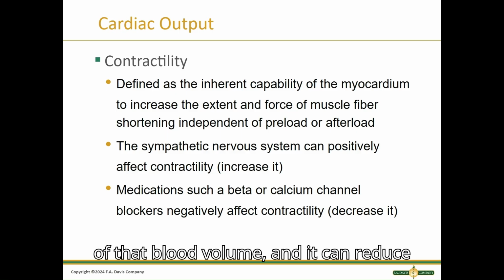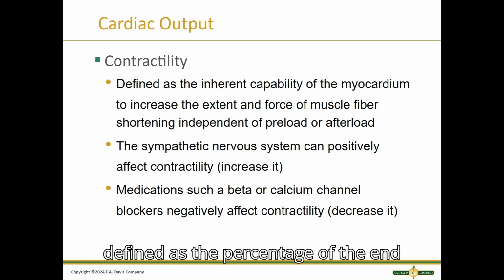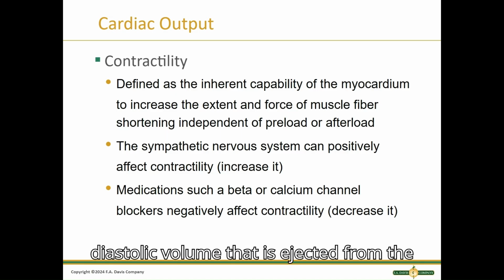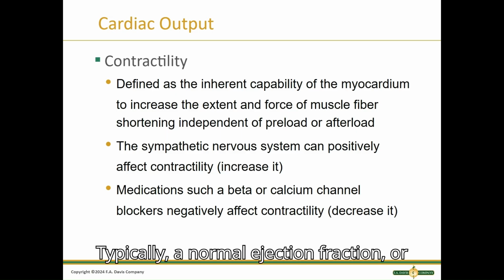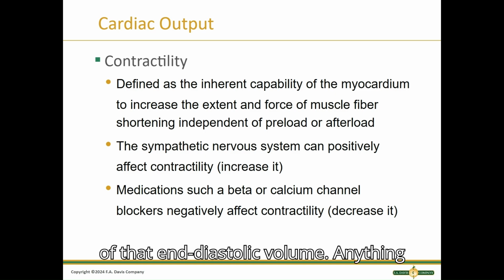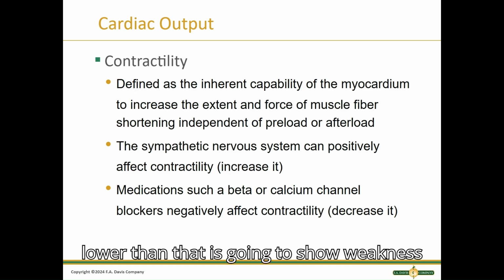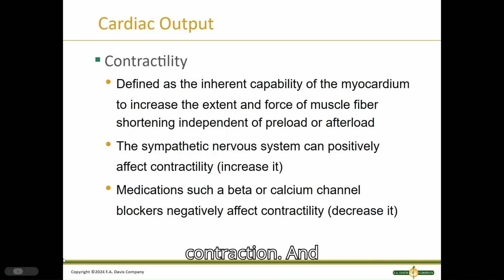We measure the contractility as the pulmonary artery wedge pressure, or the occluded pressure, which is seen in the left ventricle. And again, it's that force of the mechanical contraction to get the blood volume out into the body. Poor contractility decreases the forward flow, and it will increase the ventricular pressures from accumulation of that blood volume, and it can reduce cardiac output when it is negatively affected.